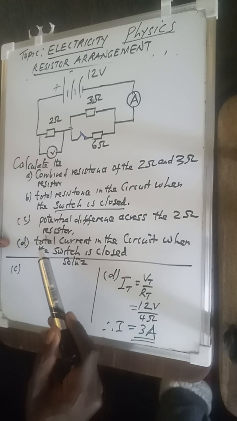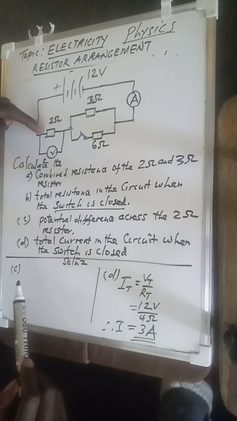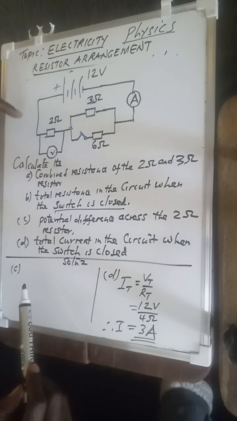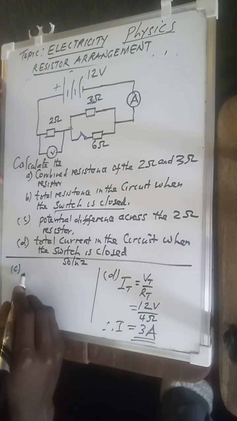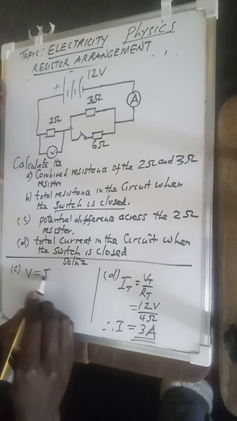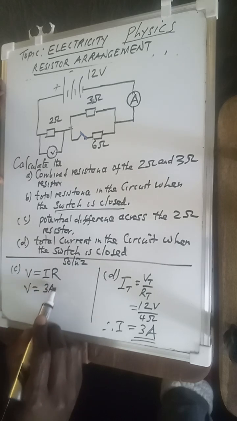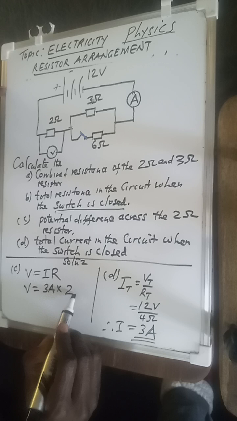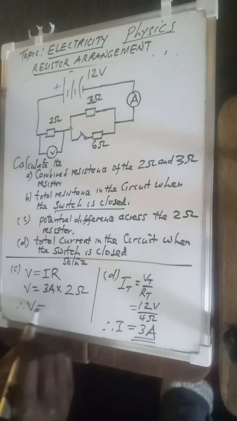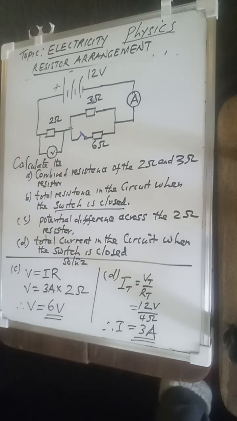But after calculating the total current, that's when we can calculate the potential difference passing across the 2 ohms resistor. Remember, for resistors that are arranged in series, the total current is the same as the current passing through them. So we can say potential difference represented by the voltage is equal to current times resistor, applying Ohm's law. So what's the current? It is 3 amps. And what's the value of that resistor? It's a 2 ohms resistor. Therefore, the potential difference will simply give us 6 volts. So this is what you needed to do.